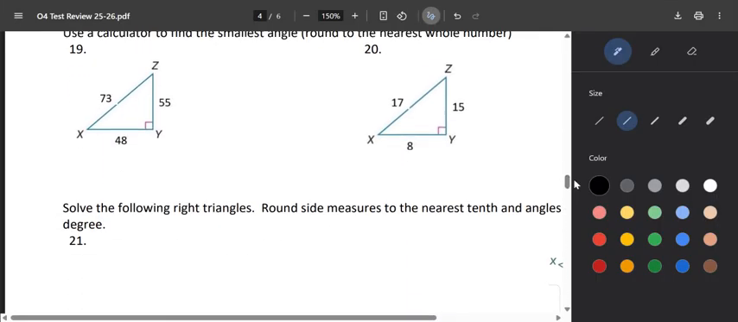Let's do number 20. Number 20 asks us to find the smallest angle. Now, you'll notice that these side lengths all kind of look the same, especially like the 8 and the 15. We are still going to figure out which one is the smallest based on numbers. So numerically, 8 is the tiniest number. It is opposite of Z. So angle Z is going to be the smallest angle here.